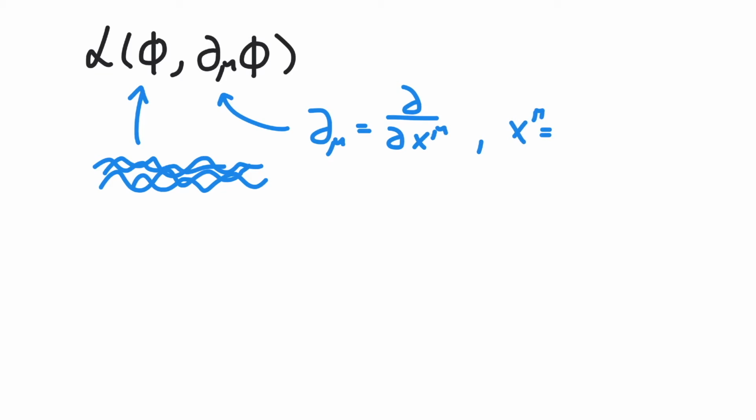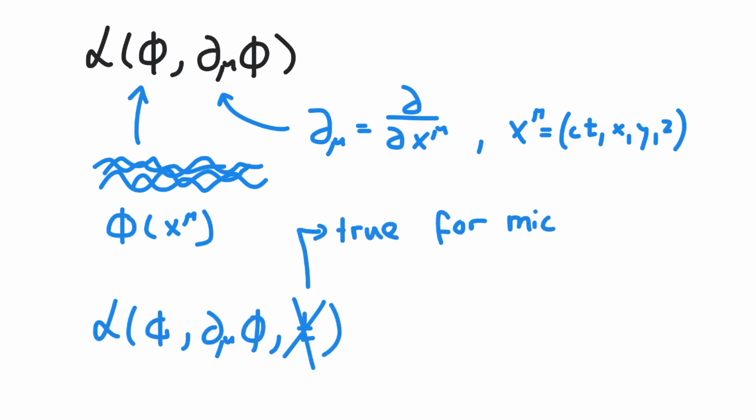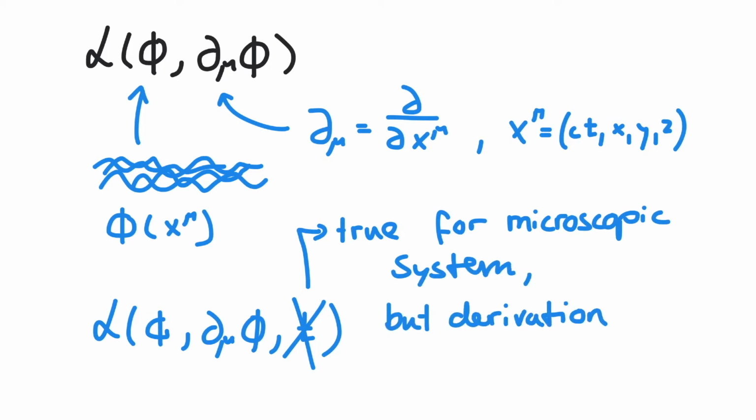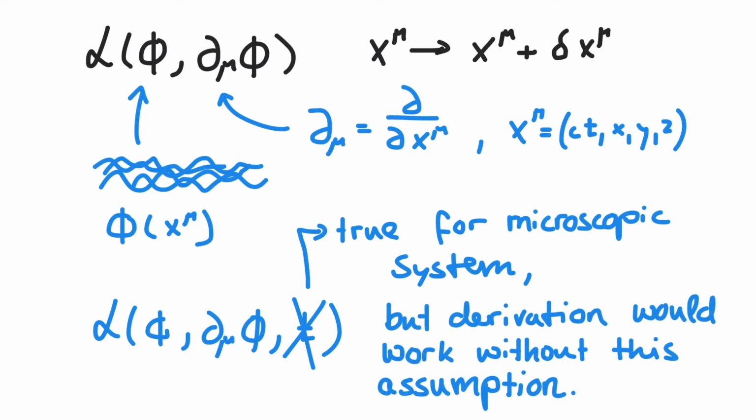Here I used a common 4-vector notation. We see that phi must be a function of x. The Lagrangian is not directly dependent on time. This is true for all microscopic systems and hence a good assumption. We now apply a variation in space-time and want to know how this changes the Lagrangian.